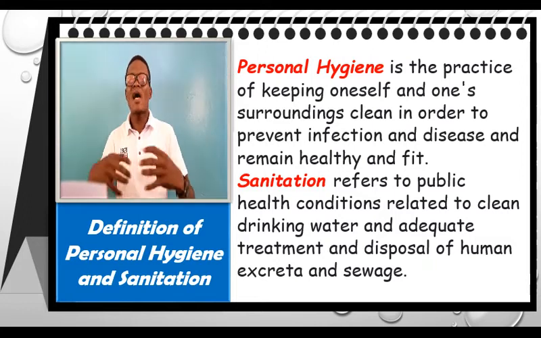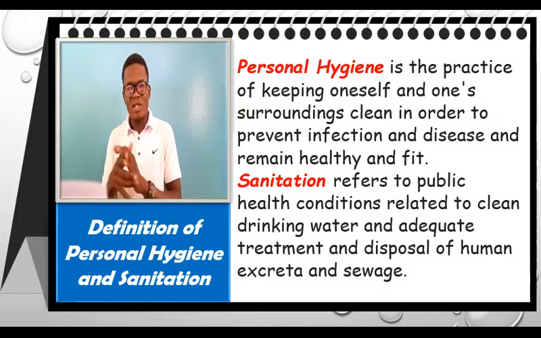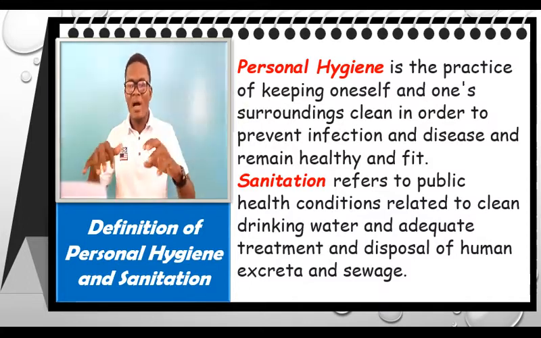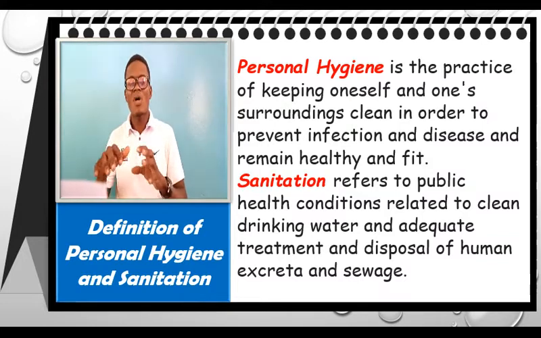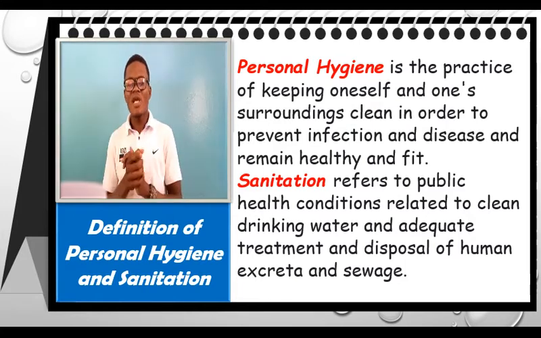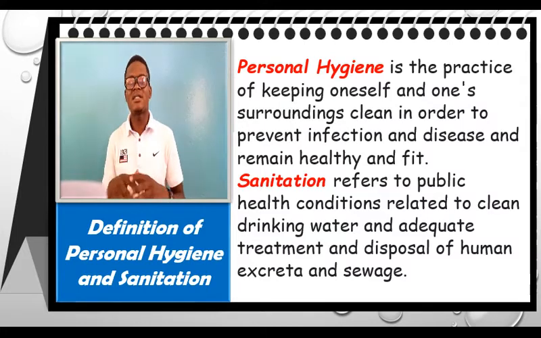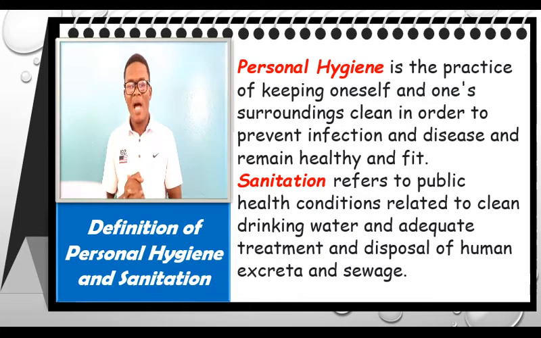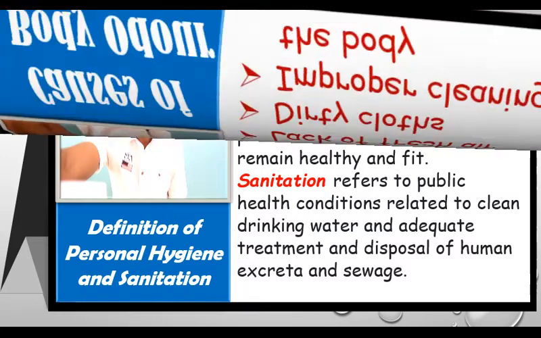So for us to live good personal hygiene, to keep ourselves clean in our environment, sanitation is also key to us. So we must also have a good drainage system, sewages, and always make sure that we keep our surroundings clean in order to prevent infections and diseases, so that we can live healthy and live long as individuals, and that will help us and then the nation as a whole.